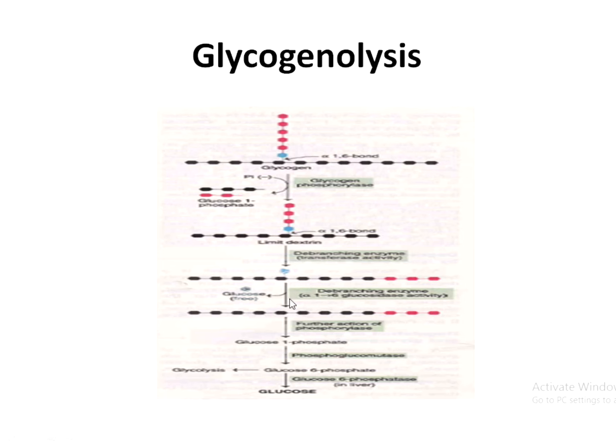When this reaction takes place, glucose gets freed and results in another branch unit. Then again it reacts with phosphorylase, and we get glucose 1-phosphate. This glucose 1-phosphate reacts with phosphoglucomutase, and we get glucose 6-phosphate. When this glucose 6-phosphate reacts with glucose 6-phosphatase, we get glucose.